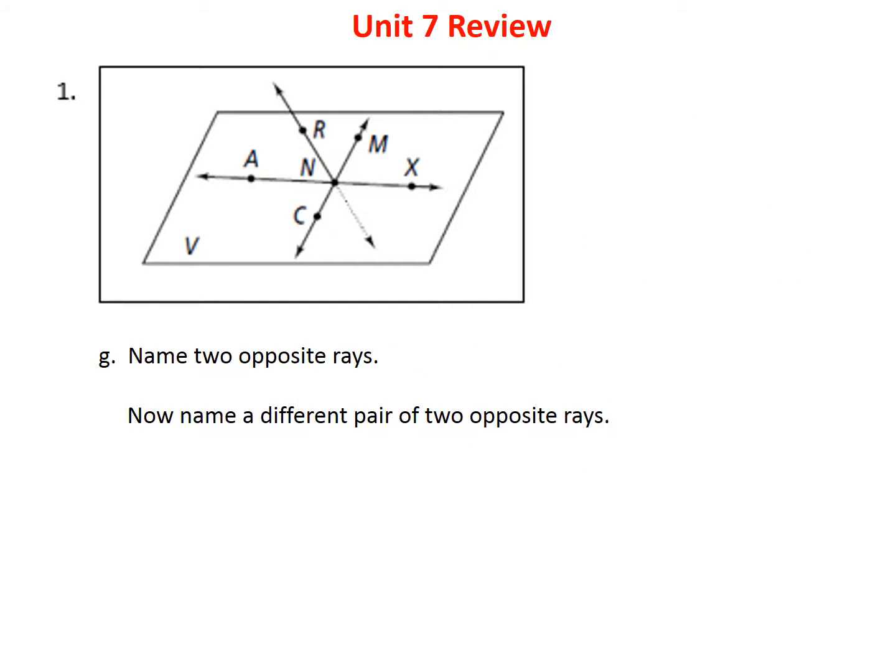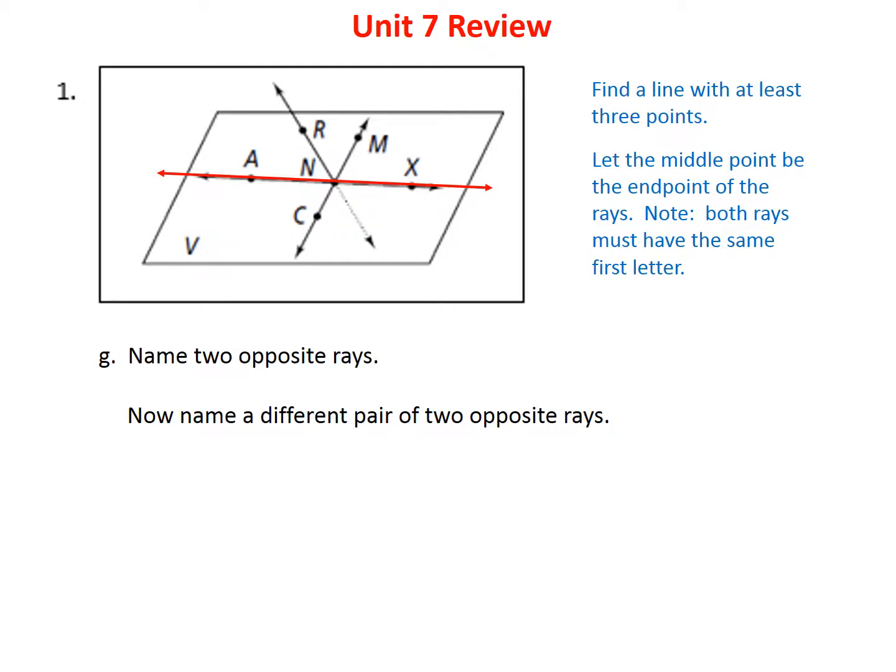Problem 1G asks us to name two opposite rays. We can begin this way by first finding a line with at least 3 points labeled on it. There's one with the points A, N, and X. Now let your middle point be the endpoint of both rays. Remember that both rays, to be opposite rays, have to have the same beginning point, and so it'll always be N in this case here. So we can have NA, which is the ray starting at N and going to the left, and NX, which is the ray starting at N and going to the right.